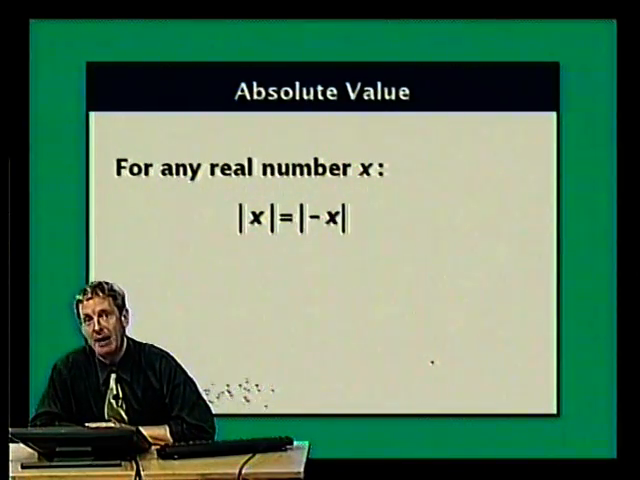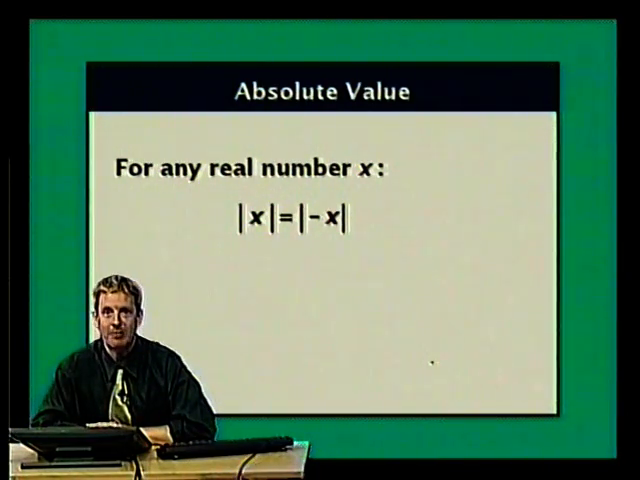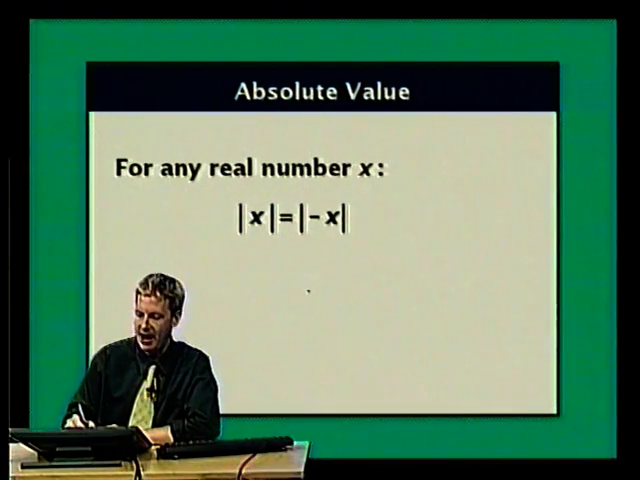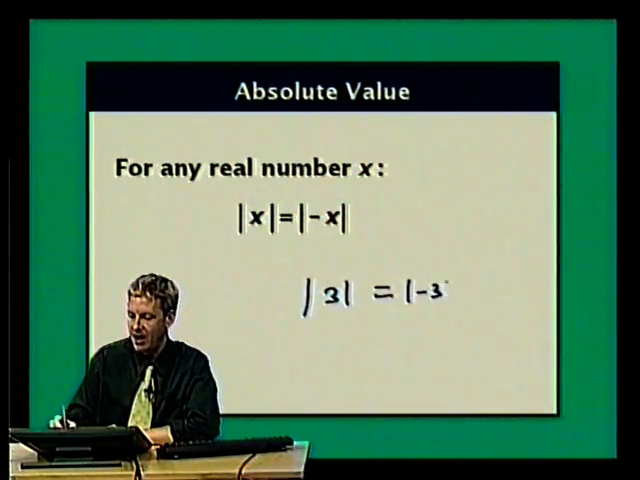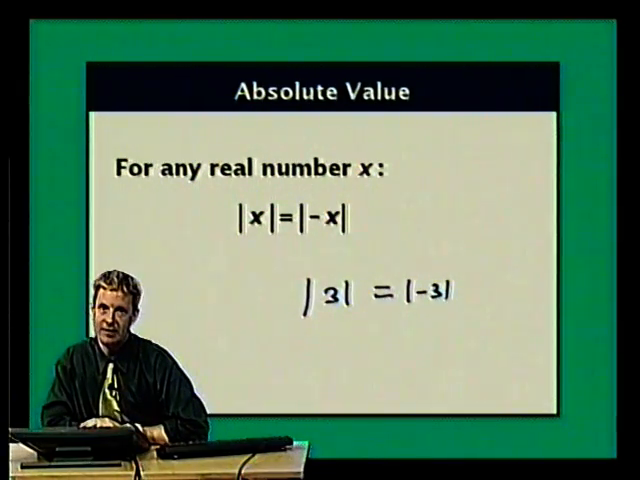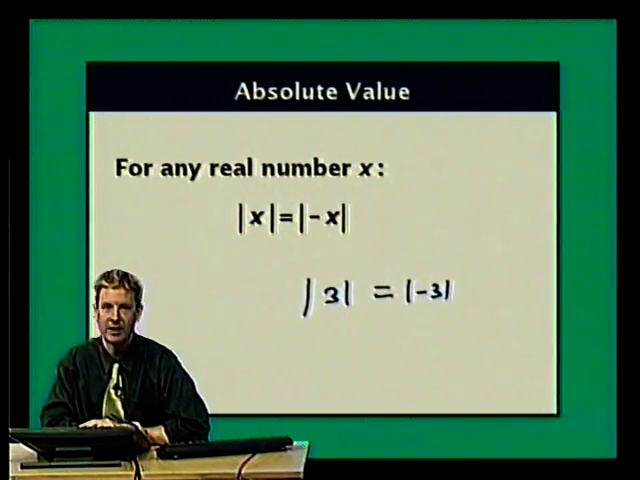Something that we've seen an example of a couple times is that for any real number, the absolute value of x equals the absolute value of the opposite of x. The absolute value of 3 equals the absolute value of -3, because the distance from 3 to 0 and the distance from -3 to 0 are both 3 units.